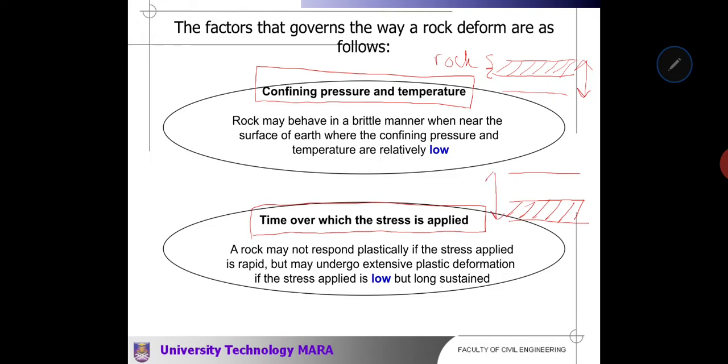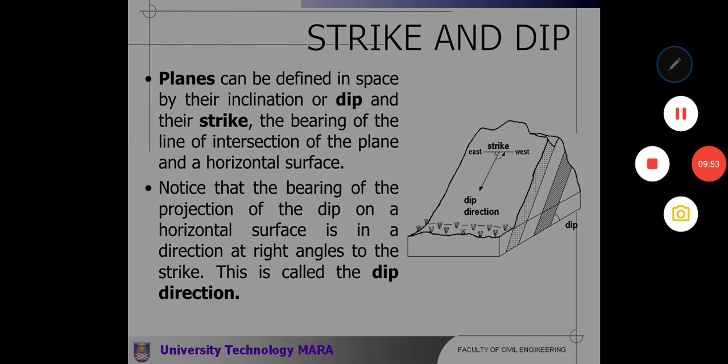In the deeper location, the rock has a lot more heat and temperature. This is the region where your rock is most likely ductile material. But a rock may not respond plastically if the stress applied is rapid. This is the same condition as above, but it may undergo extensive plastic deformation if the stress applied is low but long sustained. So at the lower region of the earth, the rock is more ductile in nature, and if you put stress on the rock and prolong the process, this rock will behave like ductile material. That is all for the first discussion, and we will meet again.